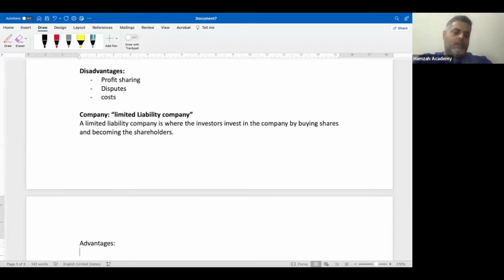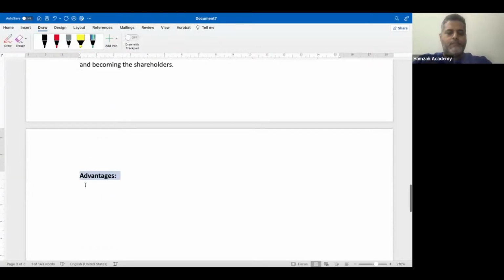Now, the advantages. The advantages are basically that you are going to have limited liability. You are only going to be liable up to the amount that you have invested in the company. For example, if you have bought the shares and tomorrow the company goes into liquidation or goes bankrupt, you are not going to be responsible to pay out the company's debts from your pocket. You are only liable for the amount that you had already invested in the company. So nobody is going to come to you to collect the debt which the company has to pay.